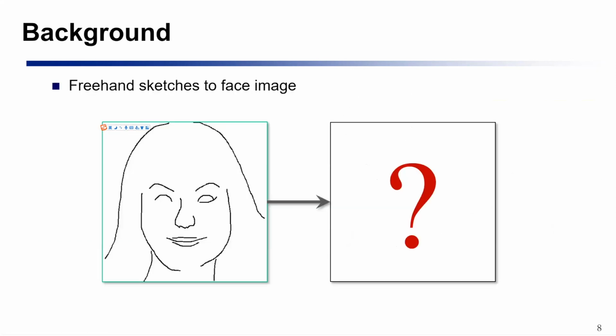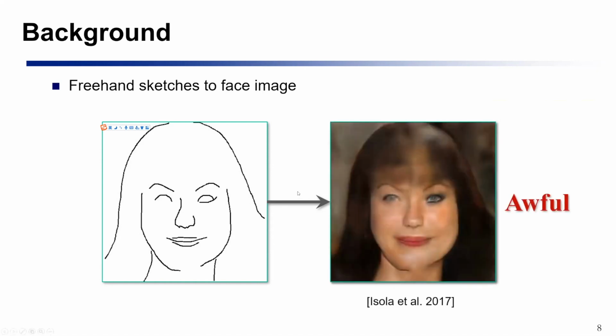Could we translate freehand sketches to face images? The recently proposed deep learning-based methods, such as image-to-image translation techniques, allow automatic generation of photo images from sketches for various object categories, including human faces, and these methods lead to impressive results. When these methods are applied to the sketch-to-face task, we would get a result like this. This is not good because this synthesized face image exhibits a lot of artifacts.